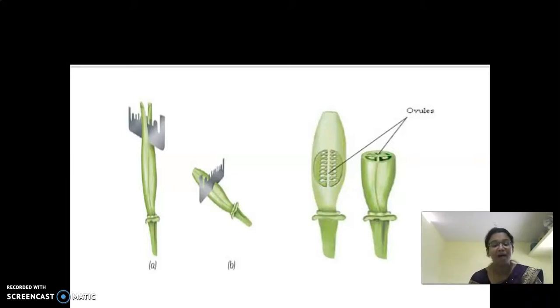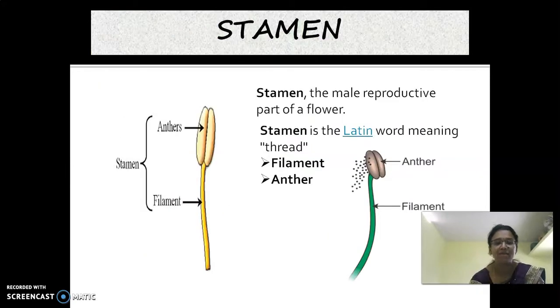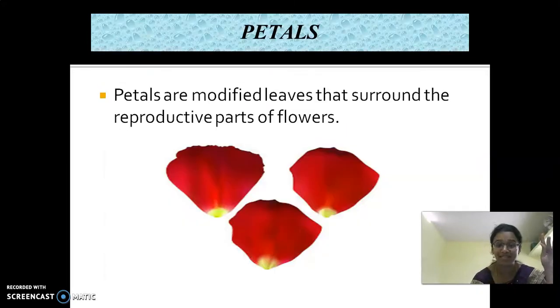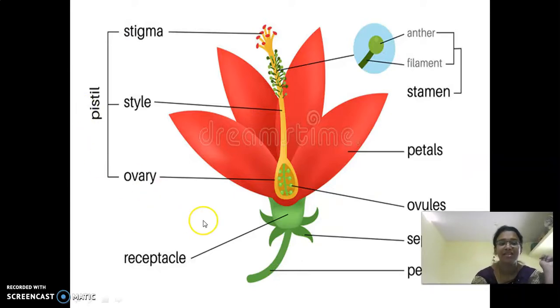We have different parts of flowers. What are they? Yes, first one is sepals. Look at here. Sepals, petals and then style, stigma and ovary. Style, stigma and ovary are called as pistil. That is the female part of the flower. Anther and filament together are called as stamen. That is the male part of a flower. And ovules. They are just small seed-like structures.